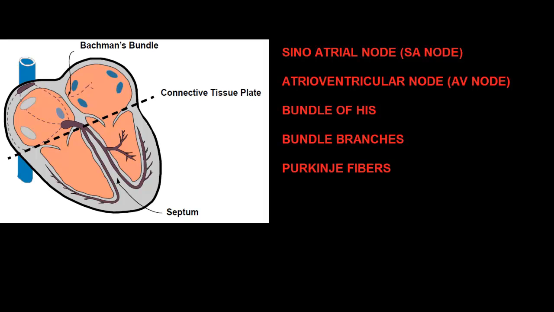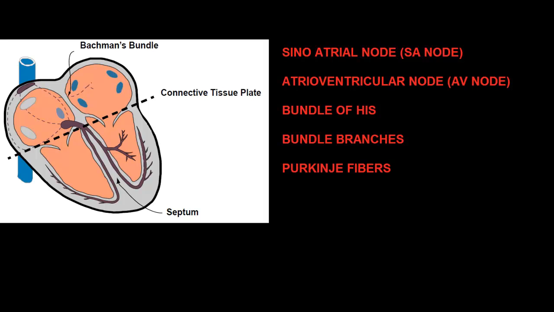These guys conduct electricity. They don't contract. All the other cells, or most of the other cells in the heart, are the contractile cells. These guys just create the electricity, and as it moves throughout the heart, the electrical wave causes the contractile tissues that are touching it to contract. So let's see how this would work.